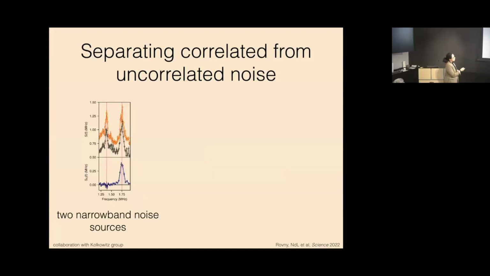So when I look in covariance, I don't see the nuclear spin peak, but I do see this shared noise. Okay, so I can label my peaks now.